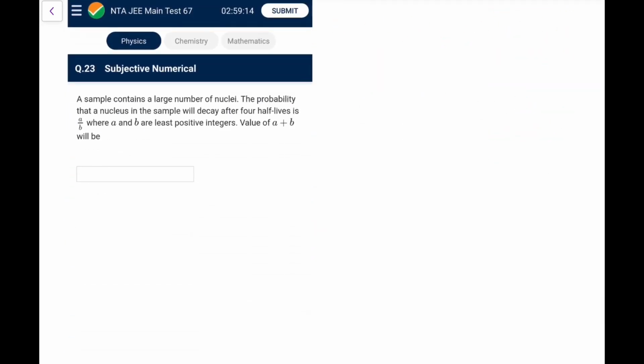Next. A sample contains a large number of nuclei. The probability that a nucleus in the sample will decay after 4 half-lives is A by B. So it will decay after 4 half-lives. That means it should survive 4 half-lives. So the survival probability for 4 t half is equal to 1 by 16. So this 1 by 16 is the survival probability, and then it will decay. So it will decay after 4 half-lives would be, you can say, 1 by 16.